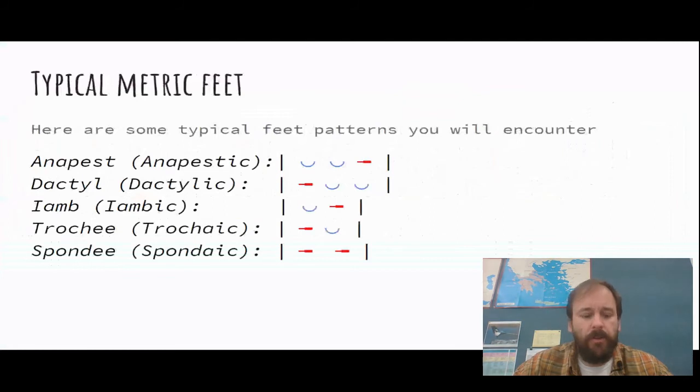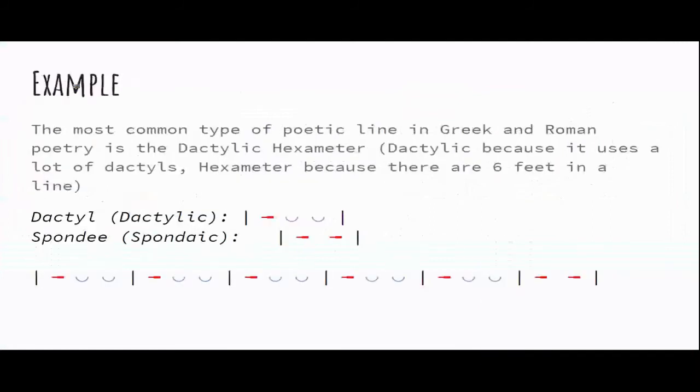So the first example I'd like to show you, probably the most common type of poetic line in Greek and Roman poetry, is called the dactylic hexameter. Dactylic because it has a bunch of these dactyls in it, and hexameter because there are 6 feet in a line, right? Dactylic hexameter is kind of weird because at the very last foot there is a spondee. There are variations to this, but this is the basic dactylic hexameter. We have these regular patterns of longs and shorts, and it makes a very nice rhythm.